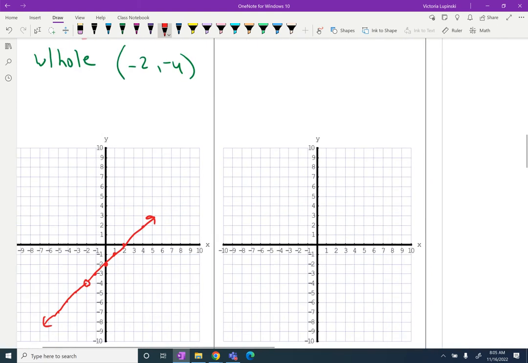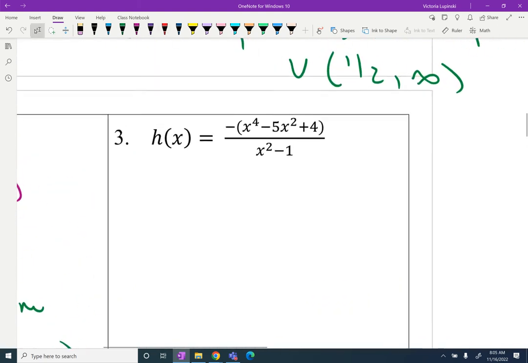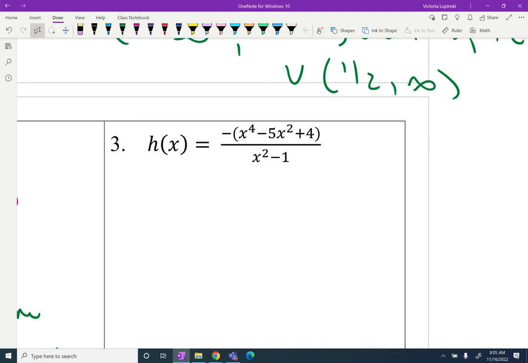Okay, how about number 3? So again, there's no list. There's a reason for that. Let's go ahead and start by factoring. So if you take a look at the top, let's try to factor this first. So x to the 4th minus 5x squared plus 4.